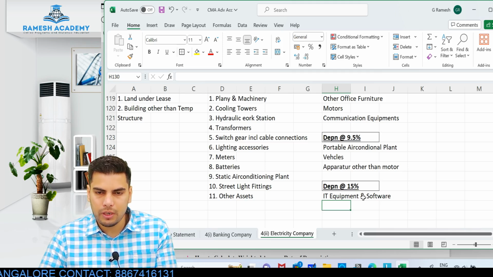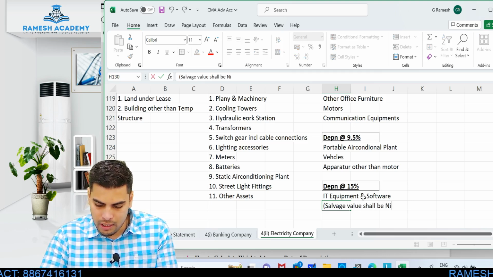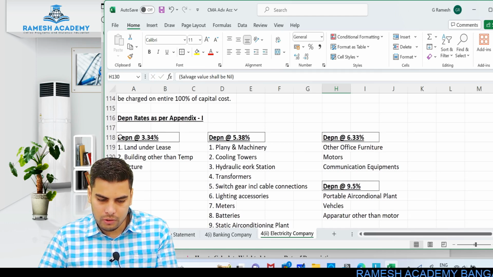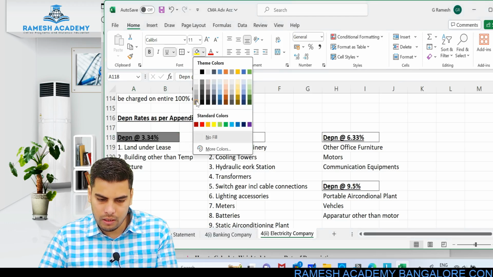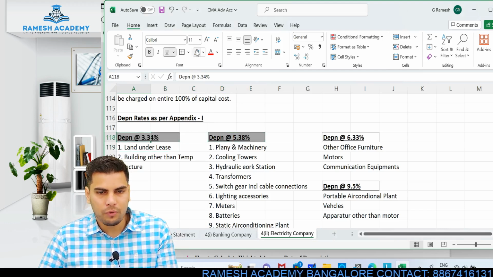Just remember this particular chart. And here, how much would be the salvage value? Salvage value shall be nil for this IT equipment and software. Clear? Hope you guys understood this. Okay, so these are the special rates of depreciation which have been prescribed under this particular Appendix 1. So we have got 3.34, 5.38. 5.38 is the majority, 3.34 easy way to remember.